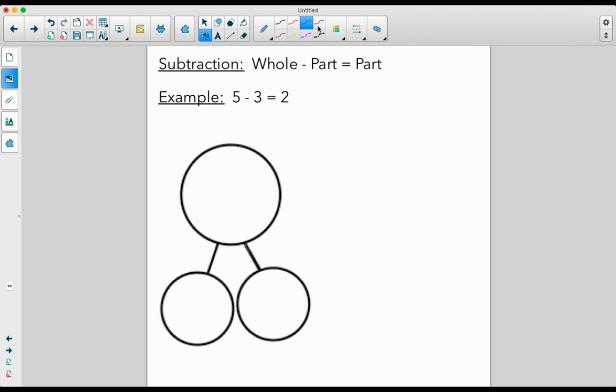With subtraction, we always start with the whole. This is the one that kids get confused on the most. They'll look and they'll say that the 5 and the 3 are parts and the 2 is the whole. But if you look at it, we can't add 5 plus 3 to get 2. It just doesn't work. With part whole, the whole is always what you're taking something away from. So in this example, the whole is 5. That's the whole thing. Our parts are 3 and 2.